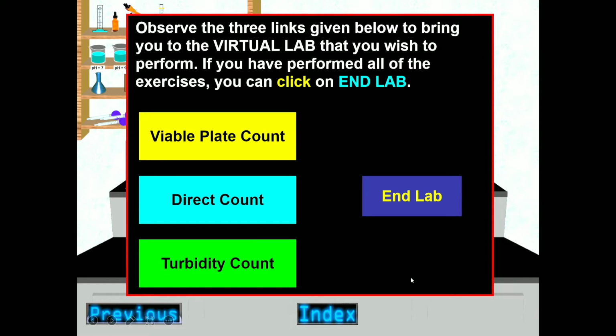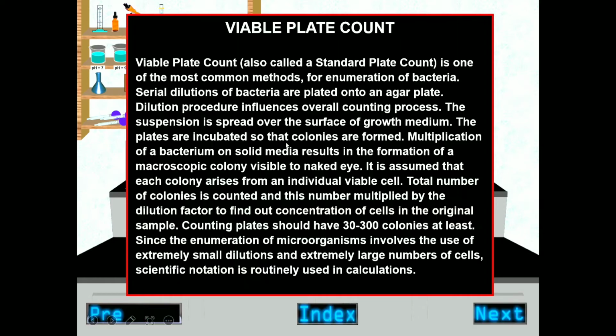For this video, I will only perform the viable plate count method. A viable plate count allows the observer to identify the number of actively growing or dividing cells in the sample. The colony becomes visible to the naked eye, and the number of colonies on the plate can be counted if the appropriate dilution is plated.